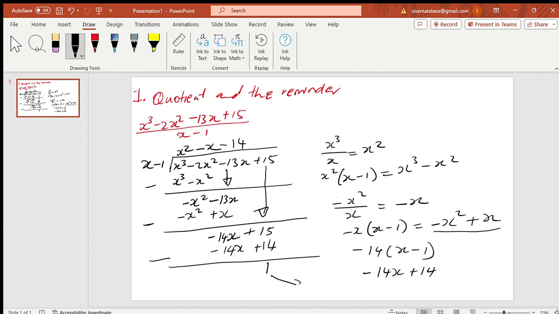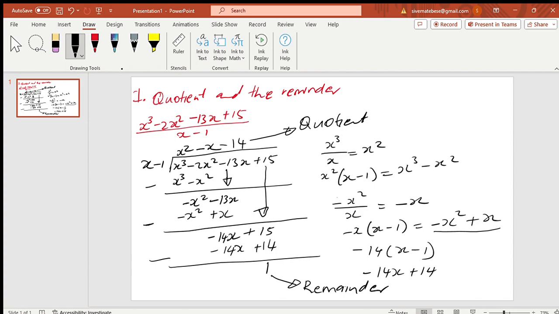So this one is the remainder. And this one is the quotient. It's not about English, it's about maths. Quotient. So we are done. Those are the things they wanted.